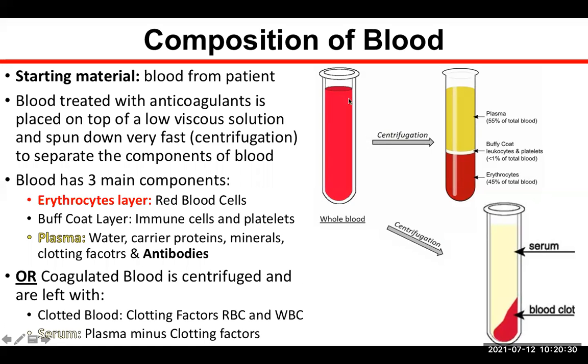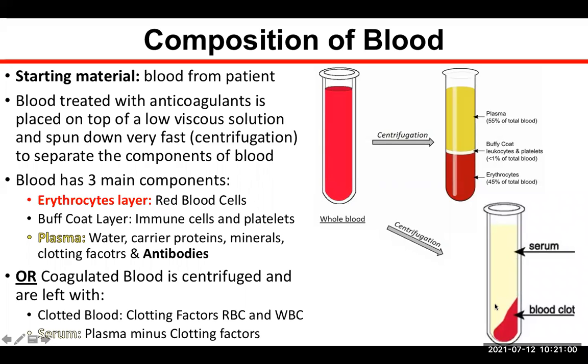If you don't use any kind of anticoagulant, the blood is going to end up coagulating on its own. And so when you do that, after you spin it really fast, you're left with two components instead of three. Within these components, you're going to be left with a blood clot. This is where your clotting factors, your red blood cells and white blood cells are all going to be kind of stuck together.